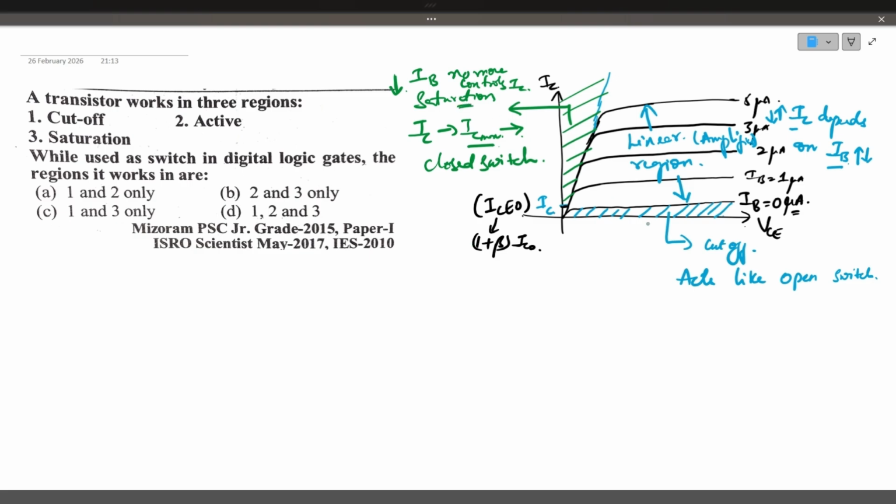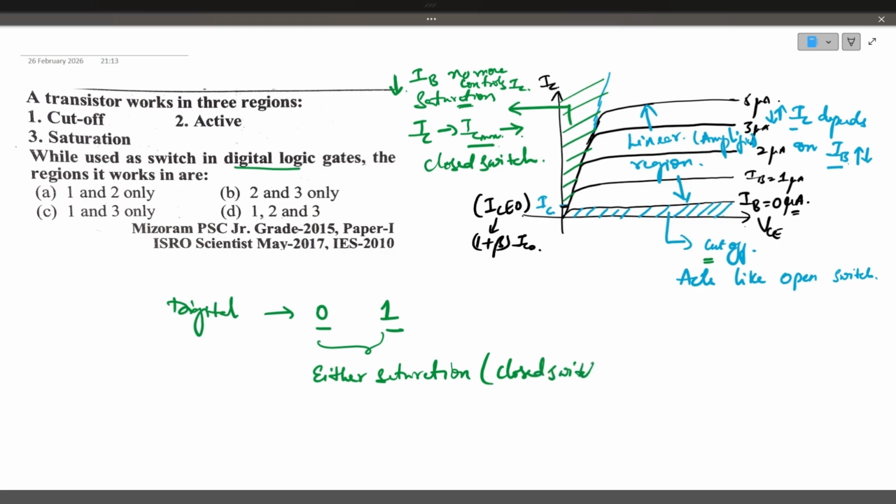So the saturation and cutoff regions are the regions which make the transistor act like a closed switch or open switch respectively. In digital logic gates, we have only two logics, that is 0 or 1. So based on these logics, we need the transistor to operate either in the saturation region, that is closed switch, or the cutoff region, that is open switch. There is no linear logic, there are no analog modes. So we need the saturation region and cutoff region. That is 1 and 3. Answer is option C.